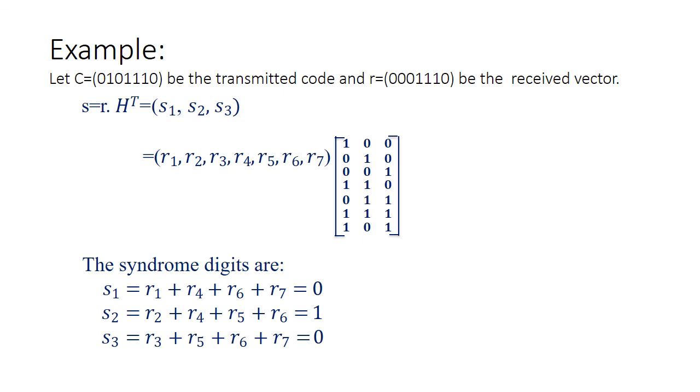The syndrome digits are S1 is equal to R1 plus R4 plus R6 plus R7, that is equal to 0. S2 is equal to R2 plus R4 plus R5 plus R6, which is equal to 1. And S3 is equal to R3 plus R5 plus R6 plus R7, which is equal to 0.